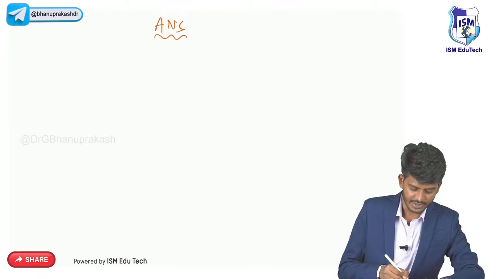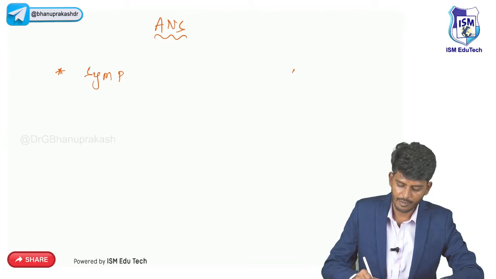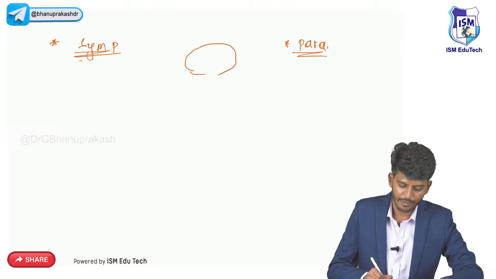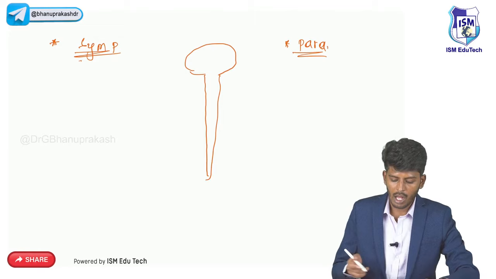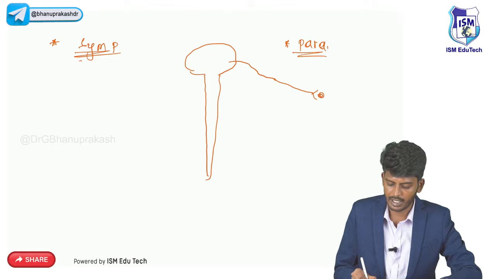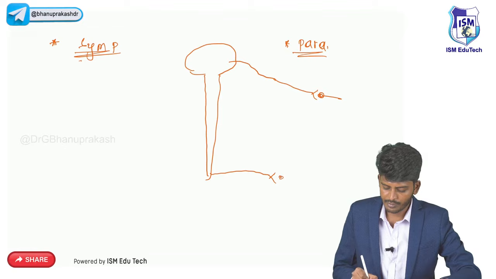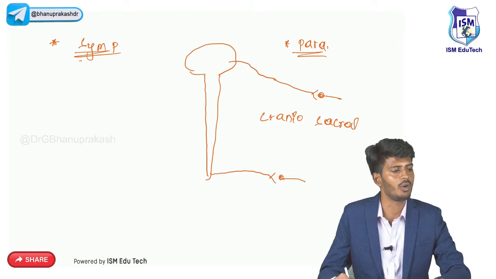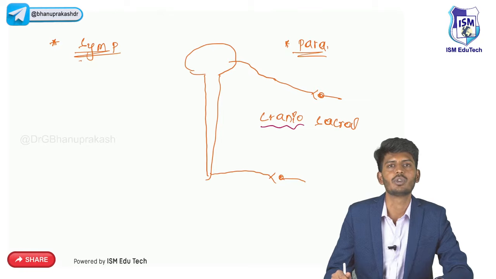The autonomic nervous system is divided into two types: one is the sympathetic nervous system, another is the parasympathetic. Consider this is a brain. From the brain, what is coming out? The spinal cord. All the parasympathetic nerves arise from the cranium or the sacrum. That is why we call it the craniosacral outflow. So either they start from the cranium. What are the cranial nerves which work as parasympathetic?